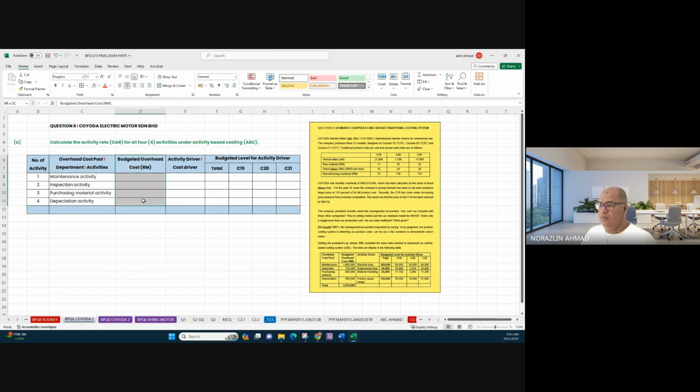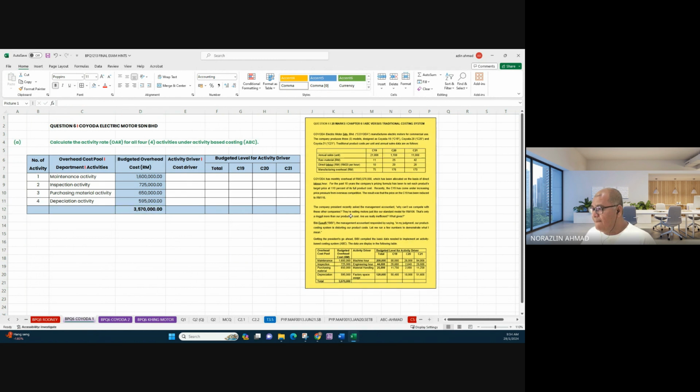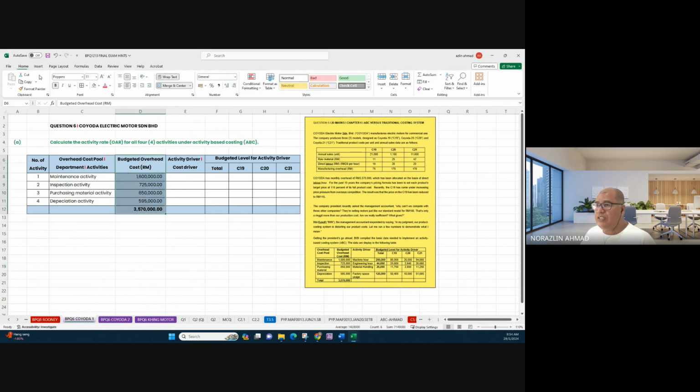This one total. And this one, okay, this one we have the total budget. 1.6 million. This one 725 million. This one 625 million. And 525 million. So all together, 3.57 altogether. This one is the total cost.